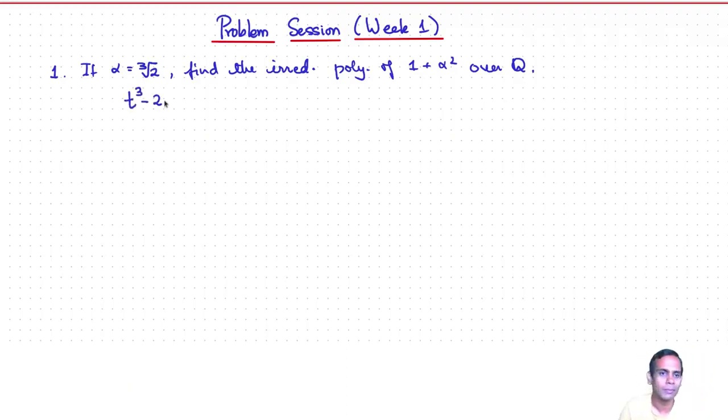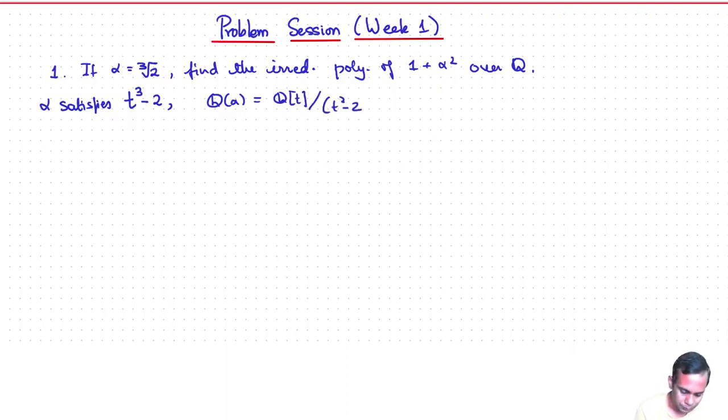Alpha satisfies t cubed minus 2, and t cubed minus 2 is clearly irreducible over Q because it has no roots over Q. A cubic polynomial cannot be irreducible unless it has a root. So alpha satisfies t cubed minus 2, and so Q(alpha) is just Q[t] mod t cubed minus 2, which means that 1, alpha and alpha squared are linearly independent over Q.